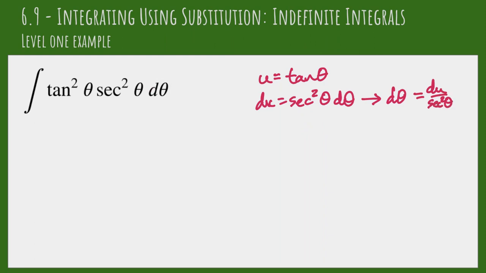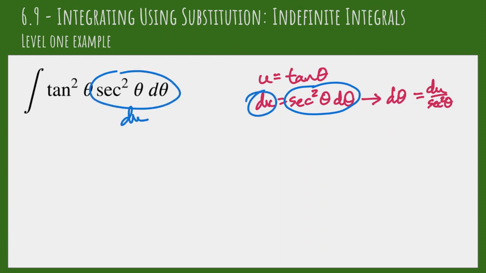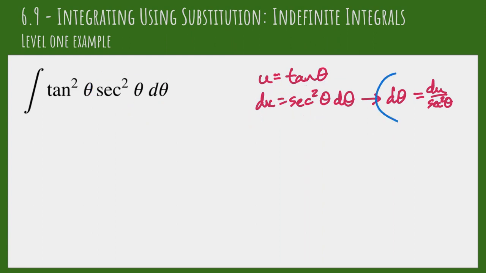I do want to point out, and this is a good example to point this out, that this expression, secant squared of theta d theta, is right here. So we could directly substitute du for that because that's right here. I am going to continue doing it the way I have, because this is a general method that will always work as long as substitution works and we've made a good choice for u.